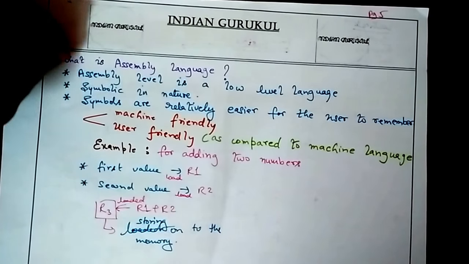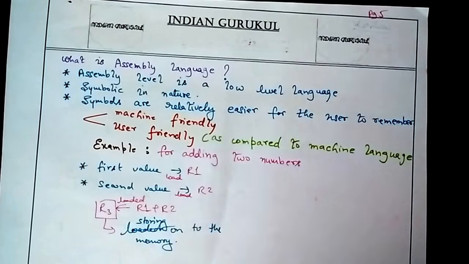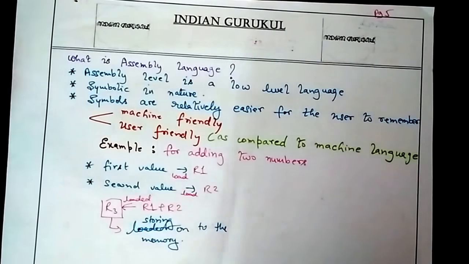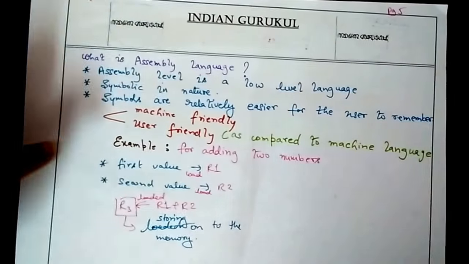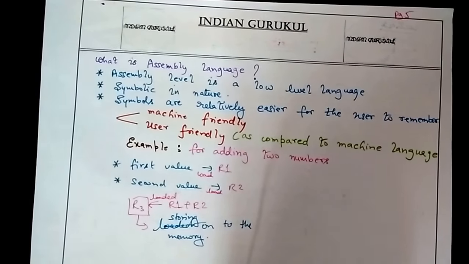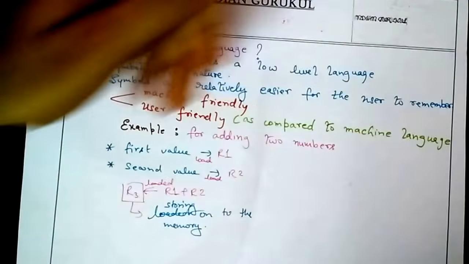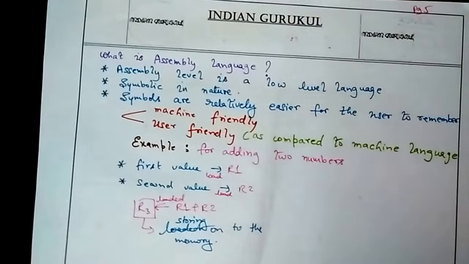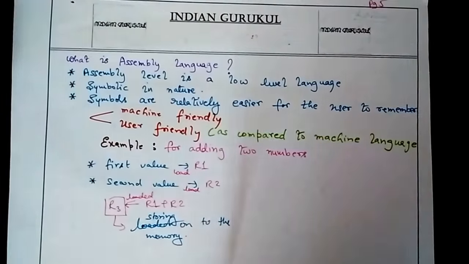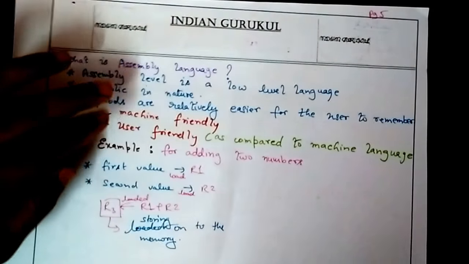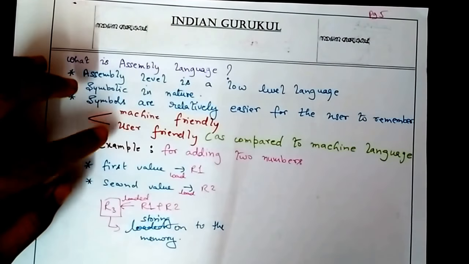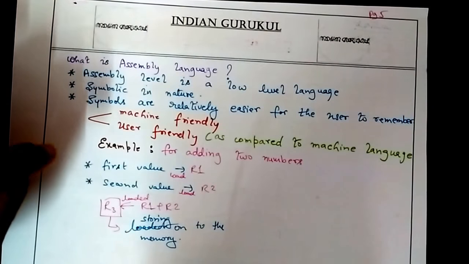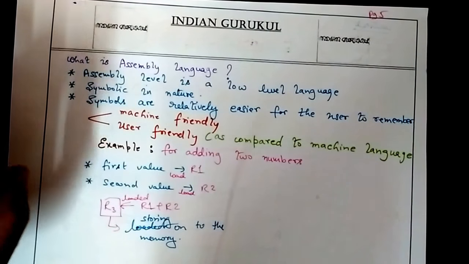Now the property of this language is that it is also machine friendly like the binary language, but it is user friendly as well. As compared to machine language, it is user friendly. It is not much user friendly, but as compared to machine language, it is user friendly. Now we will try to understand how a language could be machine friendly and user friendly as well.